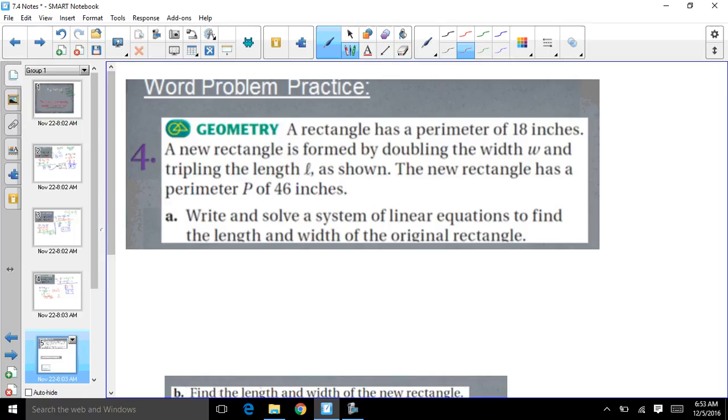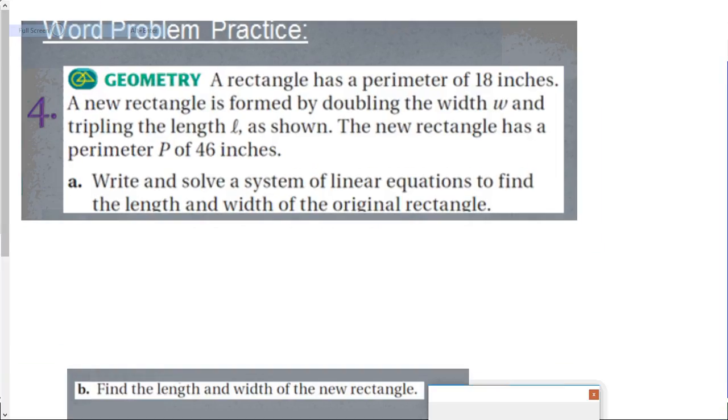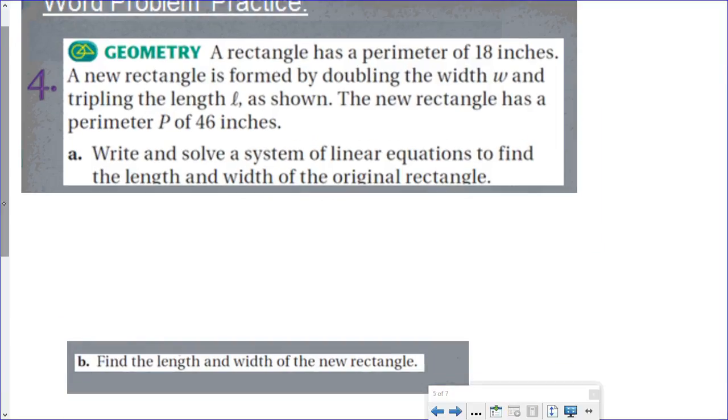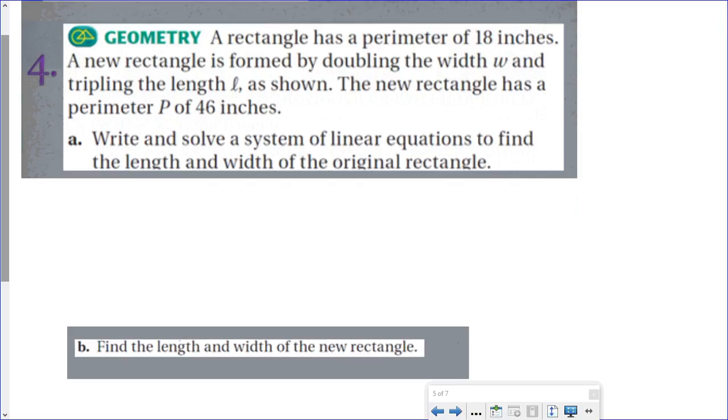All right, here. Let's go full screen on this. All right. A rectangle has a perimeter of 18 inches. A new rectangle is formed by doubling the width and tripling the length, as shown. The new rectangle has a perimeter P of 46 inches. Write and solve a system of linear equations to find the length and width of the original rectangle. Oh my. Okay. And then find the length and the width of the new rectangle.